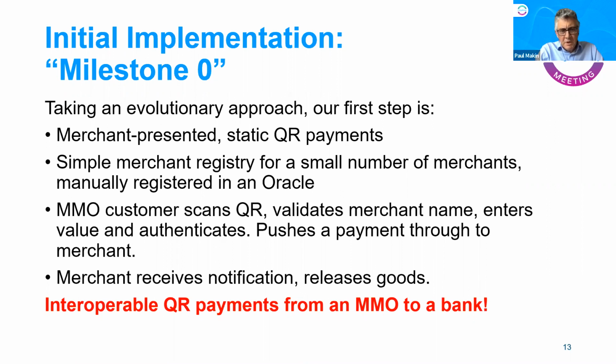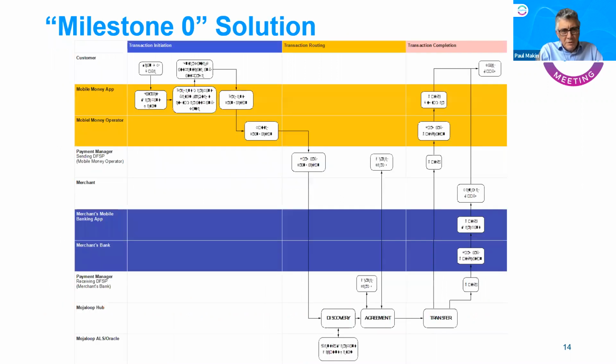Interoperable QR payments from a mobile money operator to a bank. That's not bad for a first shot in this national payment initiative. And I'd focus first on that first word, interoperable. So we're paying from a mobile wallet directly through to a bank account, and the merchant gets notification that they've received the money before the customer leaves the shop. So that's milestone 0. Milestone 1 will be moving to more sophisticated verification of the merchant registry.